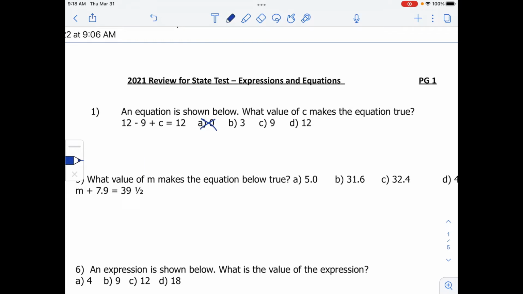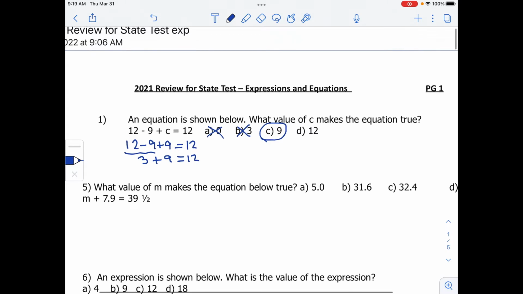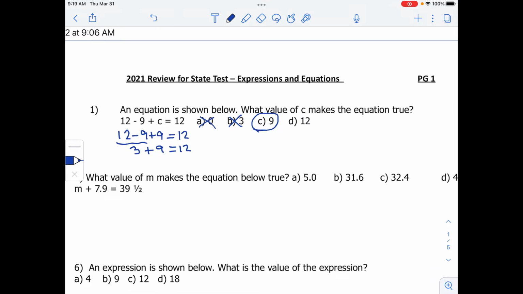All right, next let's substitute 3 in. We've got 12 minus 9 plus 3. That's supposed to equal 12. If we go in order, 12 minus 9 is 3, and 3 plus 3 is 6. That is not equal to 12. So 3 is not a solution. Let's try the next one, 9. We've got 12 minus 9 plus 9 equals 12. Well, 12 minus 9 is 3, and 3 plus 9 does equal 12. So 9 is a solution. Choice C.